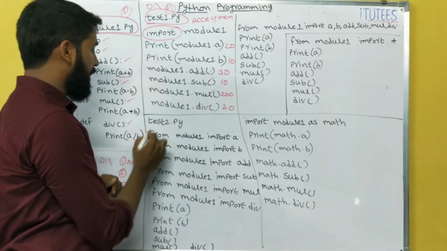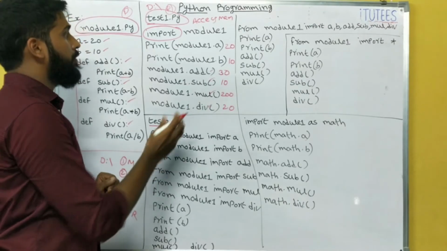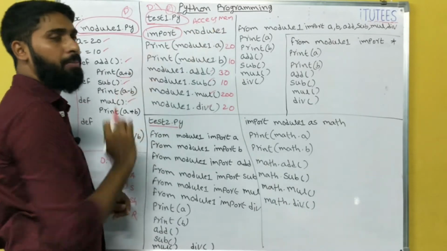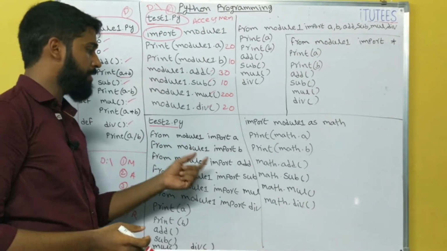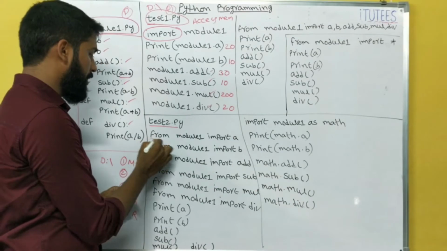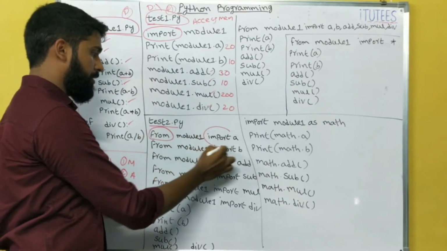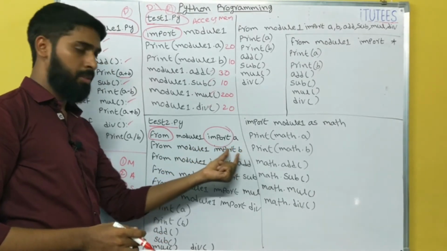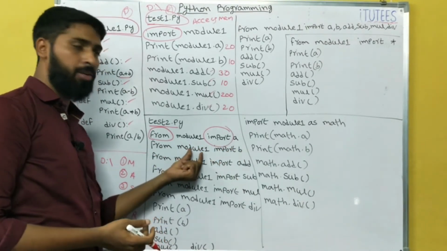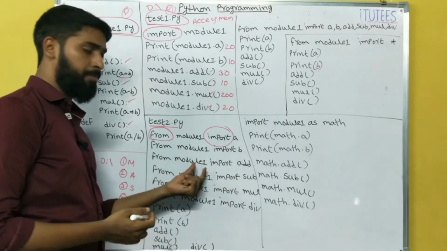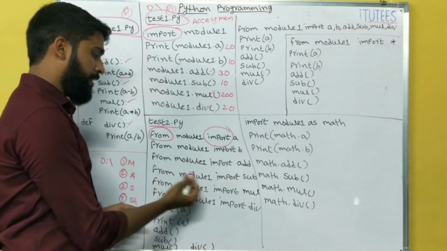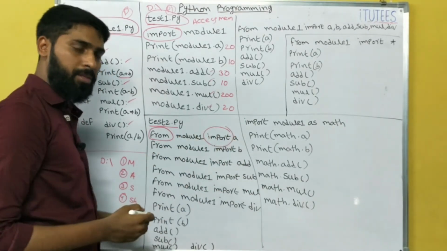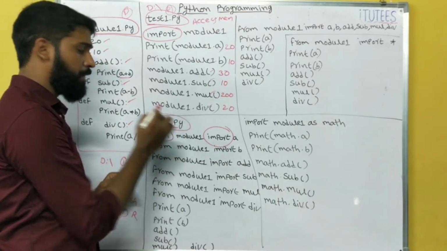Okay, so now another example. Here we can import the members and functions into your program. How we import the module is by using the import keyword. How we import the members and functions is by using the from and import keywords. From, what is the module name? From module1 import A. I want to import B. From module1 import B. From module1 import add. From module1 import SUB, that means subtraction. All these functions and members are imported into this program test2.py.